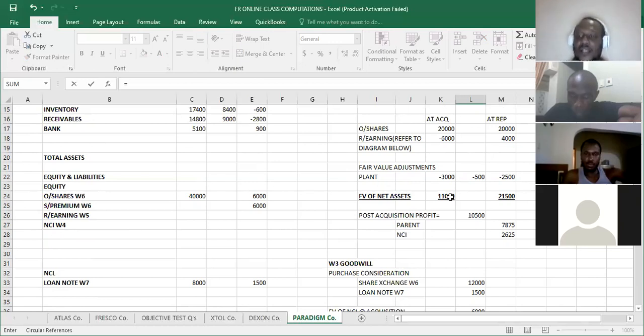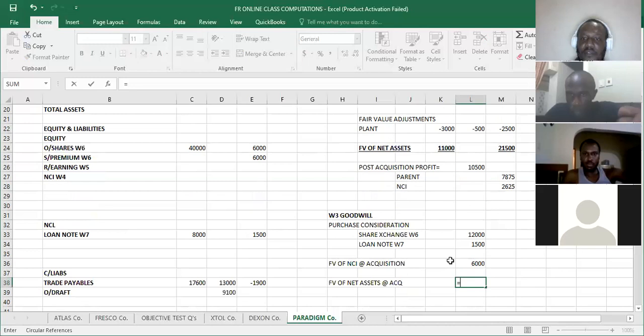I agree that you're tired and it's the first one. So the fair value at acquisition, that's what we are taking. That's why we said that our goodwill is the purchase consideration plus the fair value of NCI minus our fair value of net assets. So that fair value of net assets, that's why we calculated it. So we have that figure.